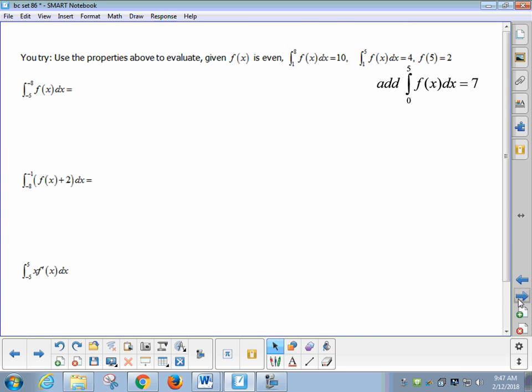Okay, these. First of all, I forgot to add this into your notes. You also need this to answer the question. So would you add in that extra fact, the integral from 0 to 5 of f is equal to 7?